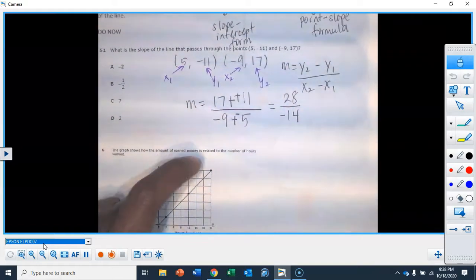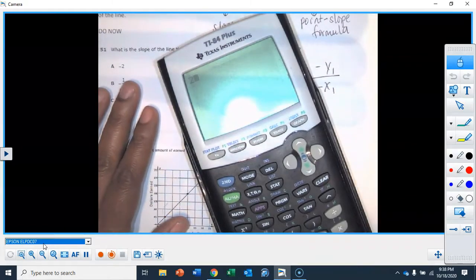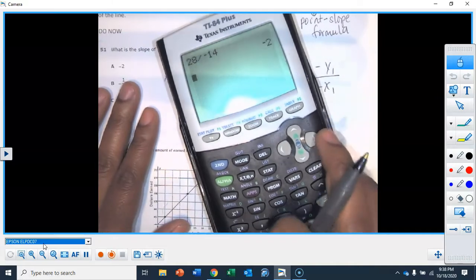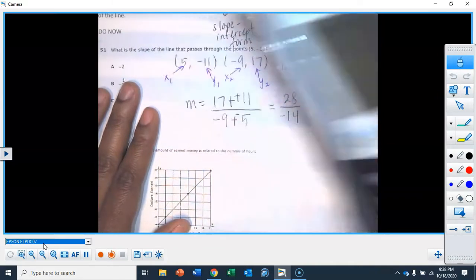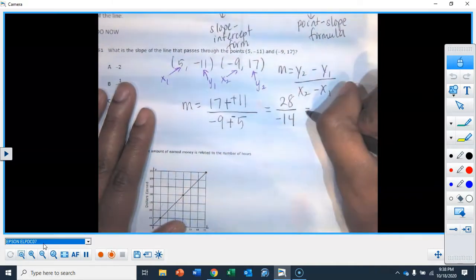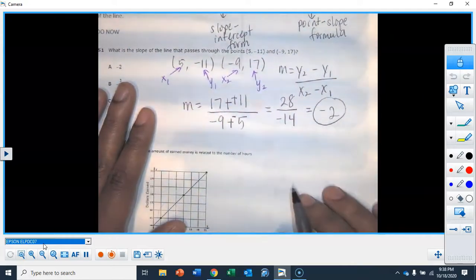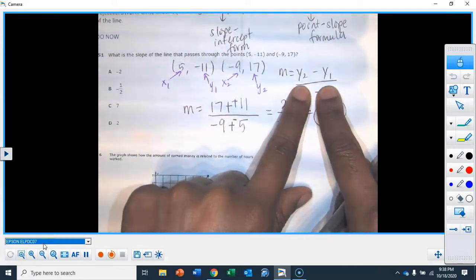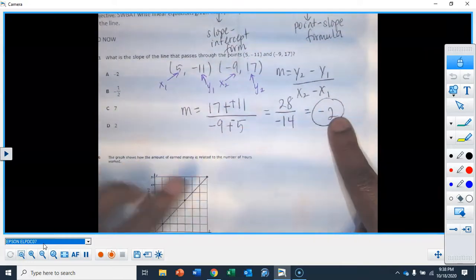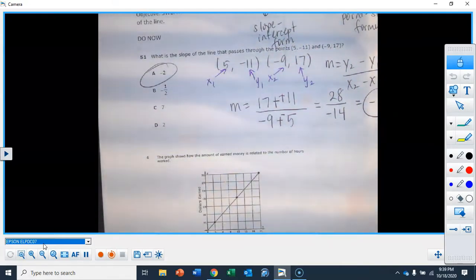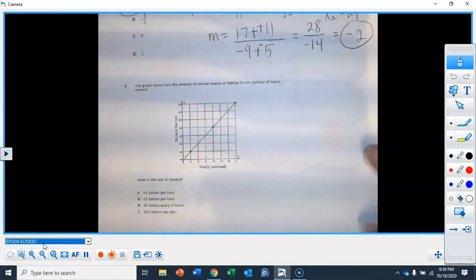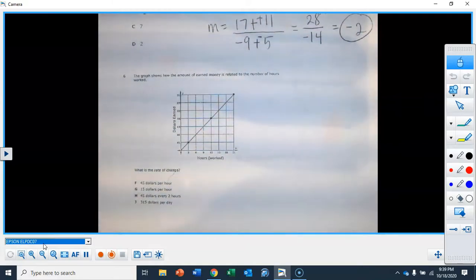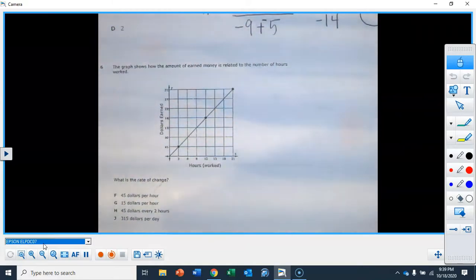Okay, now if we grab the calculator and we do 28 divided by negative 14, we get negative 2 is our slope. Okay, so m is equal to negative 2. So that's how, if they give you 2 points, use the slope formula very carefully, plug in, watch your signs, m is negative 2. So you may see a question like that on the STAAR where they give you points, calculate m.